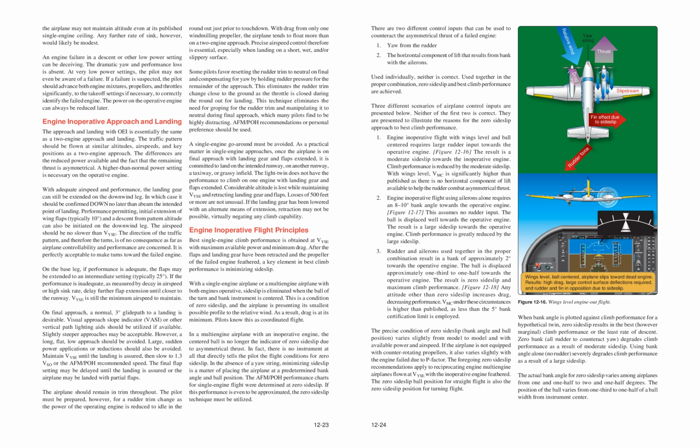Zero bank, all rudder to counteract yaw, degrades climb performance as a result of moderate side slip. Using bank angle alone, no rudder, severely degrades climb performance as a result of a large side slip. The actual bank angle for zero side slip varies among airplanes from 1 1/2 to 2 1/2 degrees. The position of the ball varies from 1/3 to 1/2 of a ball width from instrument center.